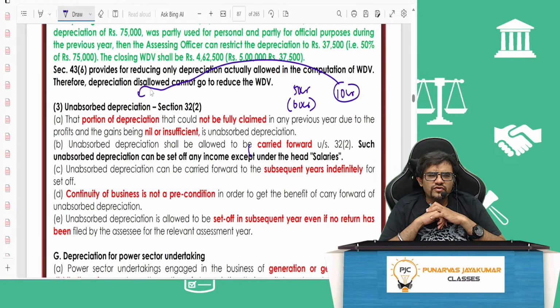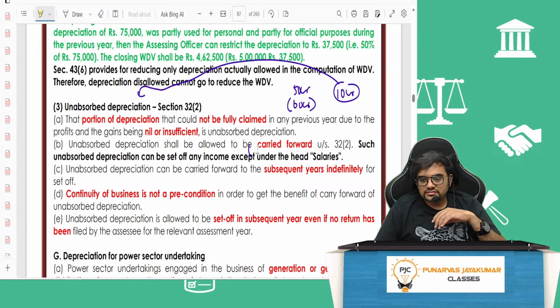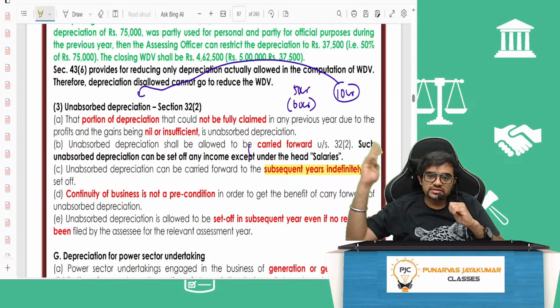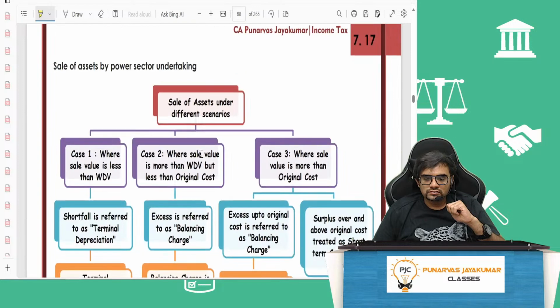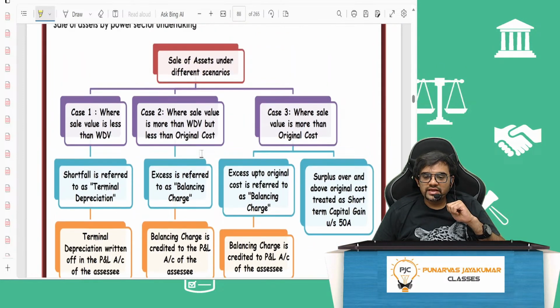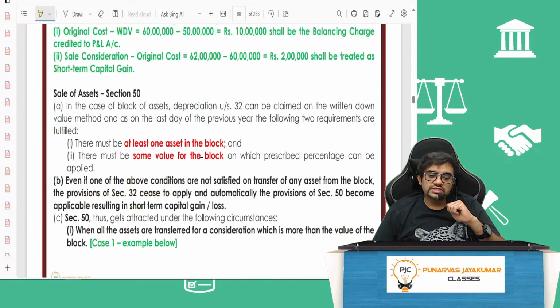Can it be carried forward? Yes. How many years? Indefinitely. Not 8 years, 7 years, 5 years, indefinitely. What if the business gets discontinued later? I don't care. It is set off indefinitely, carried forward indefinitely. For power sector undertakings, I've already told you it is like a single asset method. If you use SLM, balancing charge, terminal depreciation, same, no change.